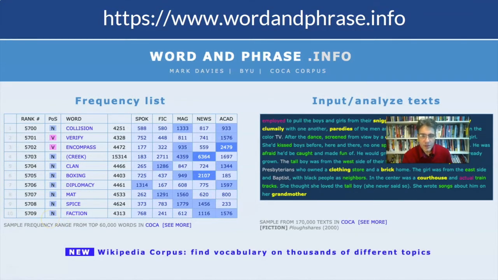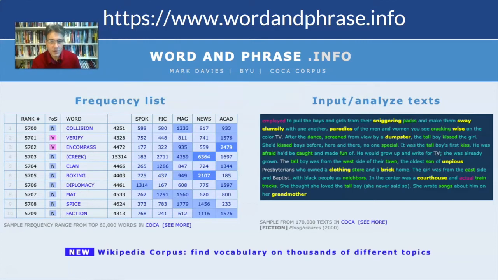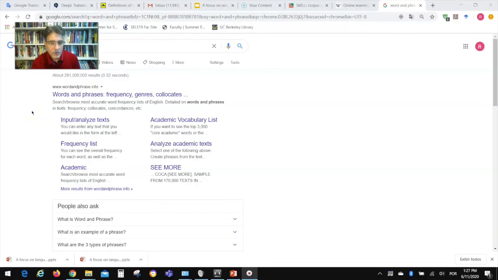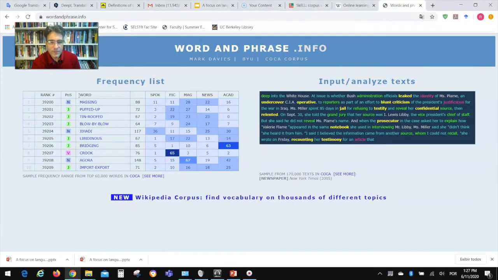This is something called word and phrase. It's based on a corpus called the COCA corpus, the Corpus of Contemporary American English. It's a huge corpus in the millions and millions and millions of words. And let me show you how that works. So if you just Google word and phrase, you usually get this as a top hit. And you're given two options. On the left here, frequency list, and on the right, input and analyze text.